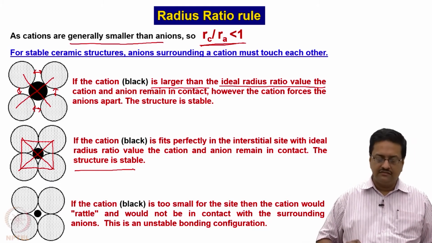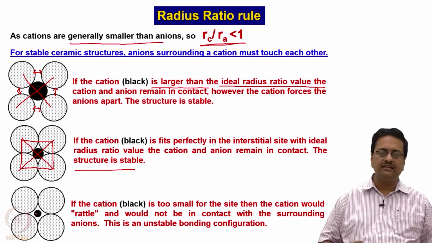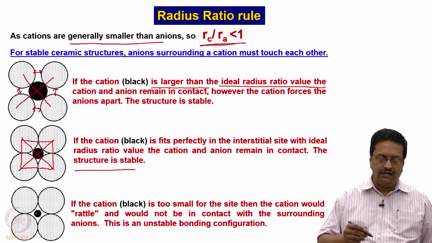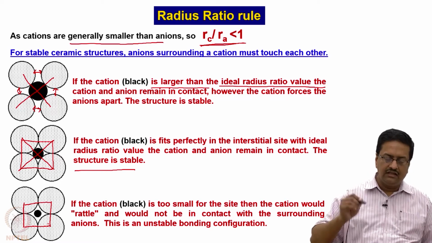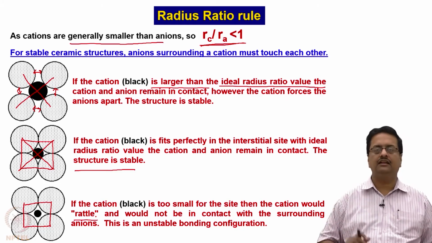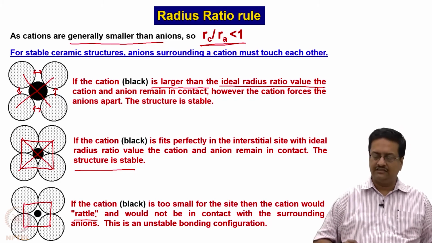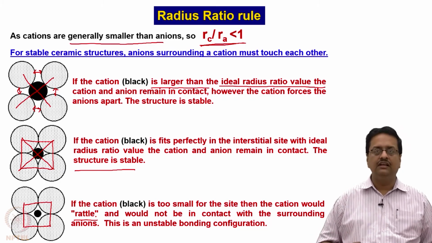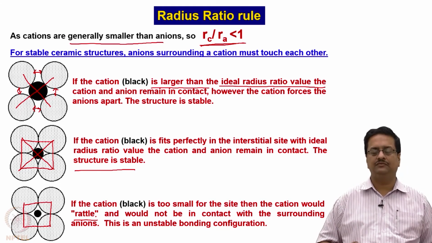But once the cation is too small, it is not touching any of the anions, and the anions can only touch each other. In that situation, the cation can rattle. That means the cation can vibrate inside the lattice. As a result, the structure becomes unstable, and we don't have a large number of structures having this type of arrangement.